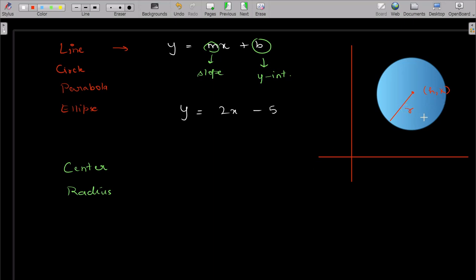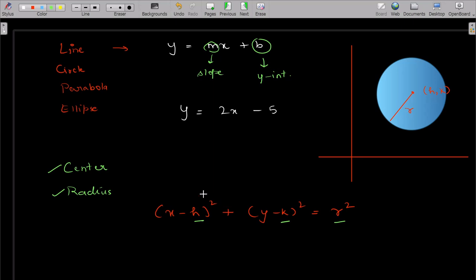Now if we have this information, we can easily write the equation of the circle. The equation of the circle is given by (x minus h) whole squared plus (y minus k) whole squared is equal to the square of the radius. Here you can clearly see that h and k are the x and y coordinates of the center, and r is the radius. So if we have the center and the radius, we can write the equation of the circle. That's all you need to know.